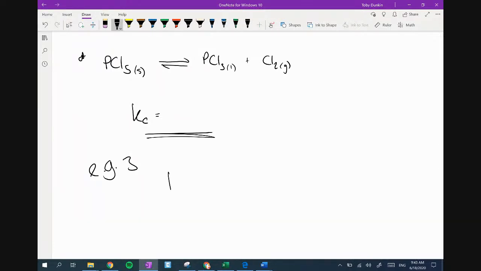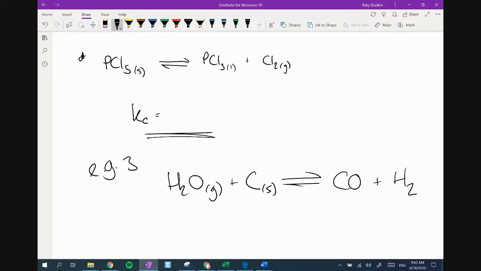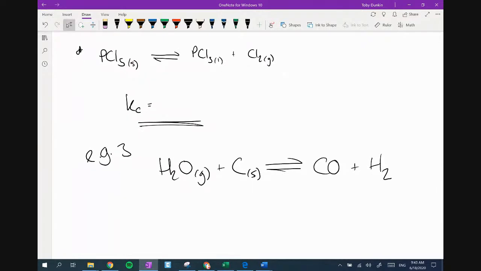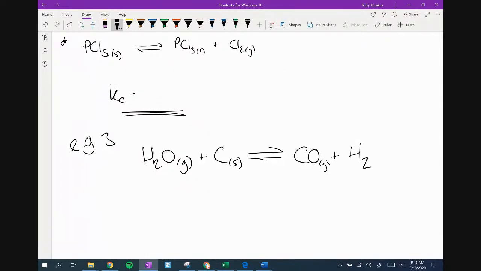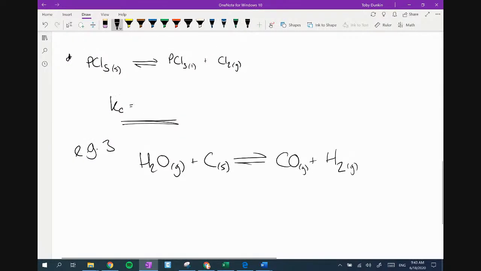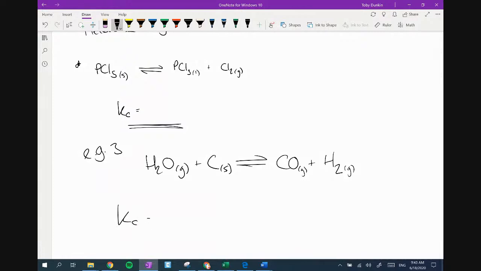Production of hydrogen: H2O gas plus carbon solid goes to, in equilibrium, carbon monoxide and hydrogen. Balance the equation. Oh, it is balanced. Carbon monoxide is a gas, and hydrogen, of course, is a gas. Kc for this one, please. Kc equals. You can see what I'm trying to do here, folks.